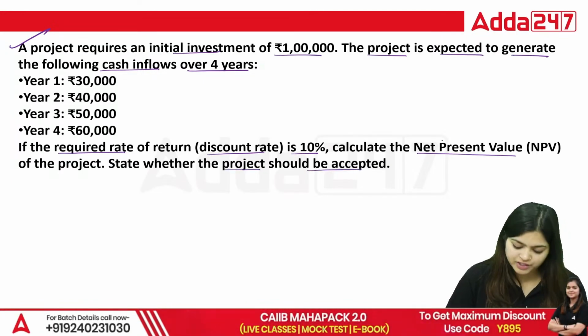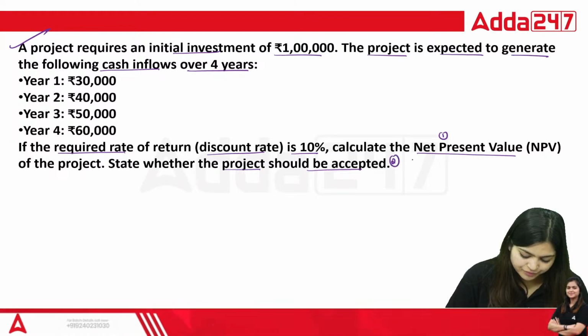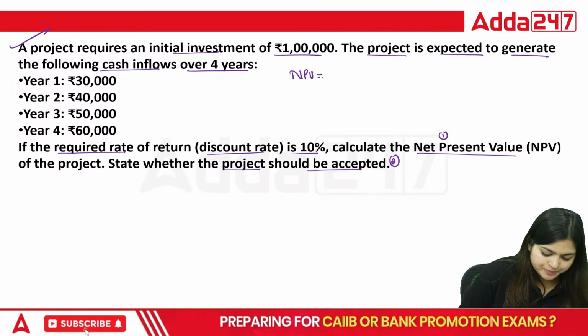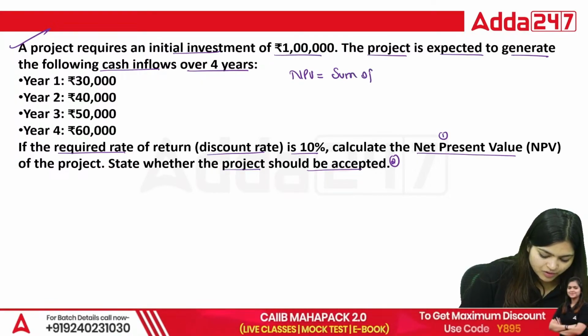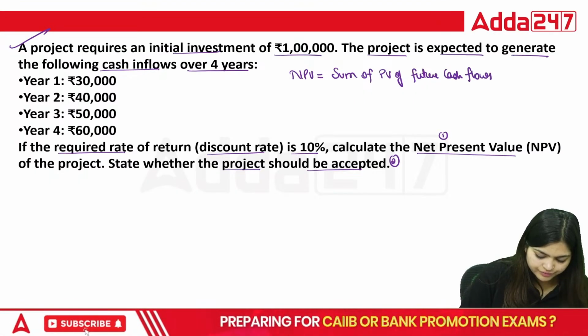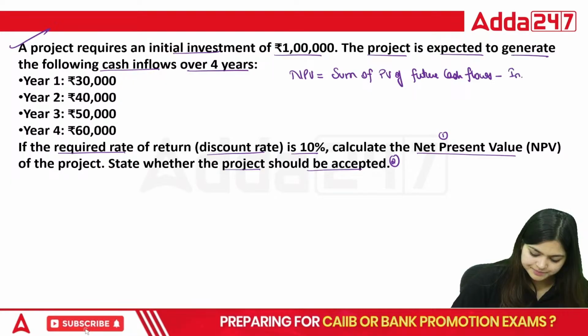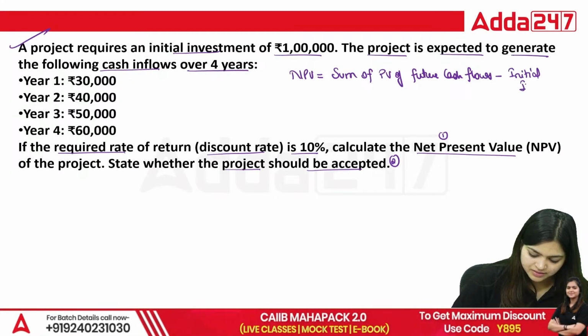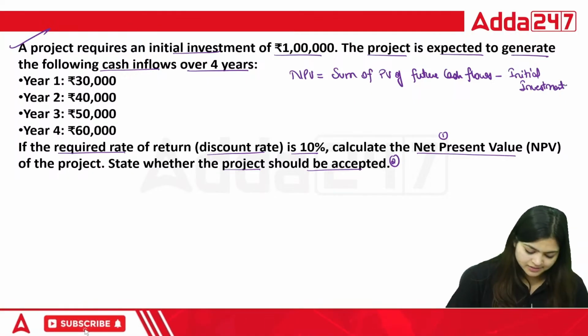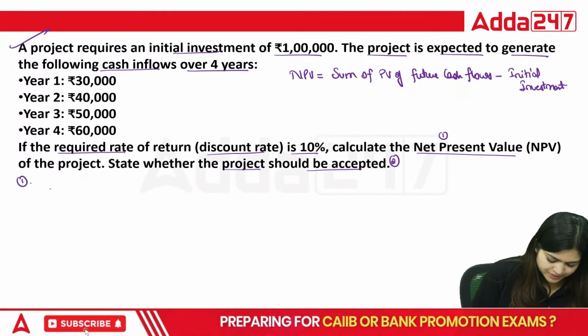So in this question we need to answer two things. First, we need to calculate NPV. Now what is the formula for NPV? The NPV formula is the sum of the present value of future cash flows minus the initial investment. Yes, so let's start with the first one.